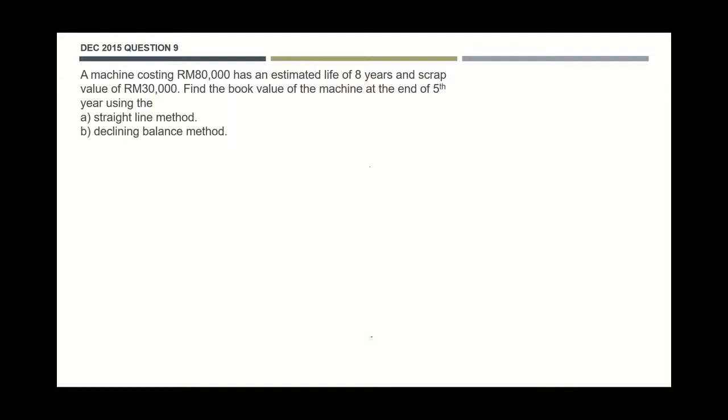Okay, this is a question from the past semester exam, December 2015. Question number 9. The question says that a machine costing 80,000 has an estimated life of 8 years and a scrap value of 30,000. So find the book value of the machine at the end of the 5th year using first the straight line method, and secondly using the declining balance method.